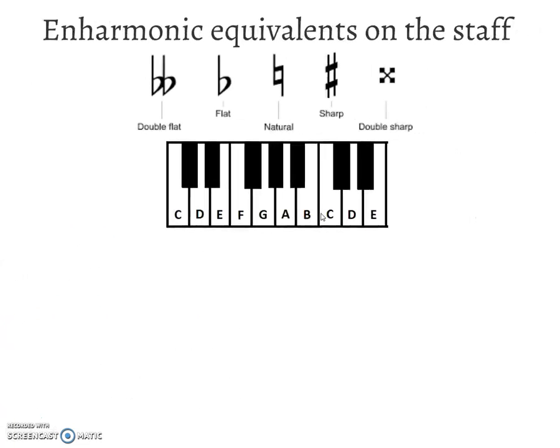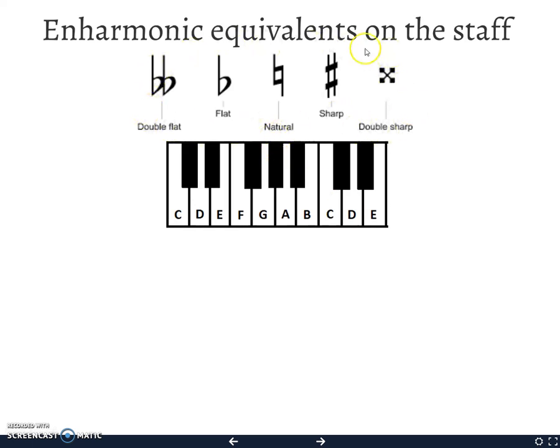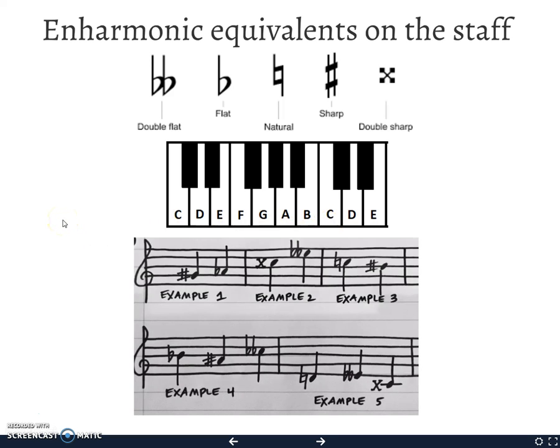Now let's look at some different notes on the staff with our accidentals. So here are the accidentals: double flat, flat, natural, sharp. And the double sharp is not two sharp signs, it's this X with the fancy little feet drawn on it, but when you're drawing it you can just draw an X, you don't need to worry about those little feet. Here's our keyboard again. So let's look at some examples on the staff.